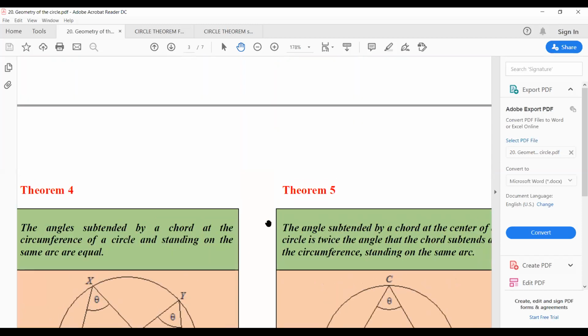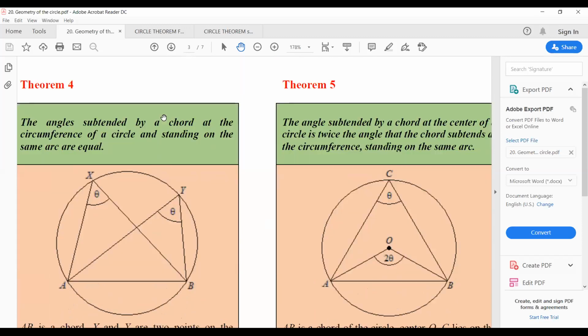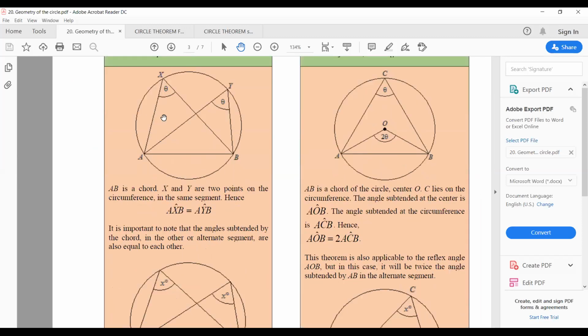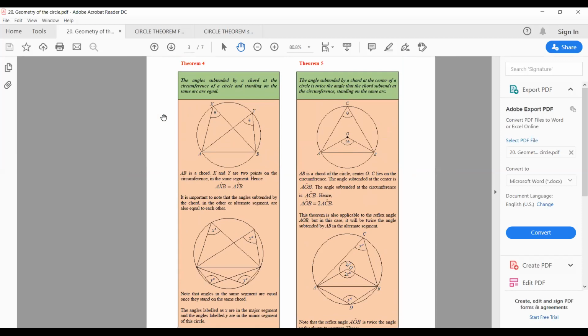Let's look at theorem 5. I'm going to give you a little minute to more or less take it down.